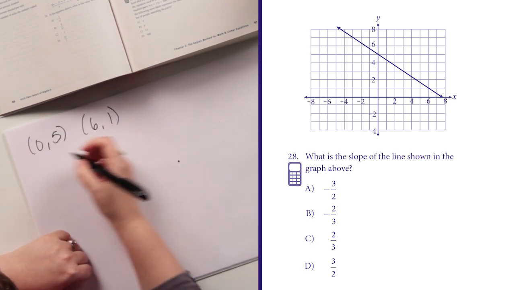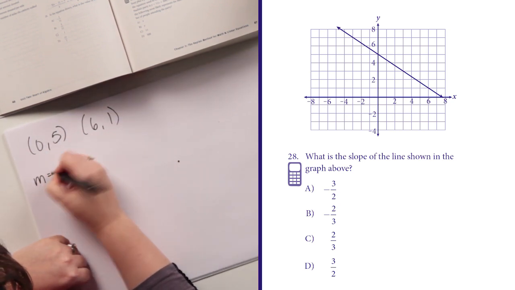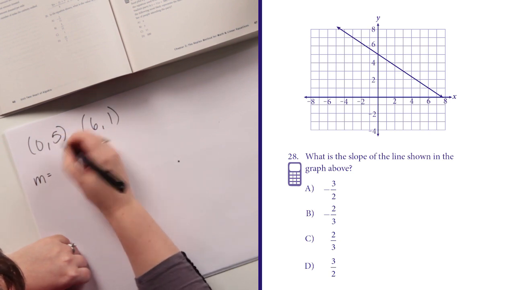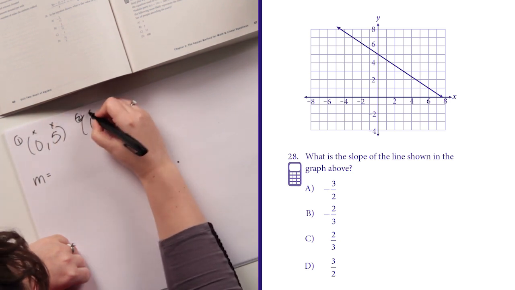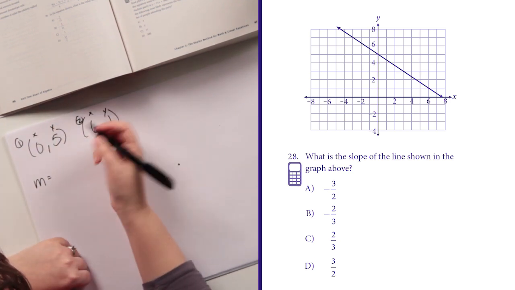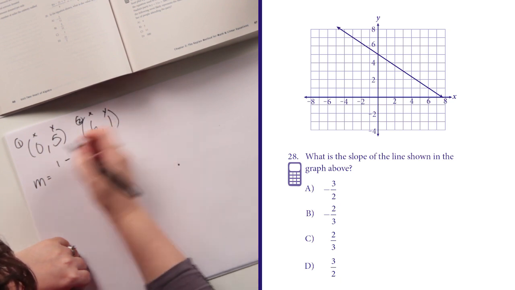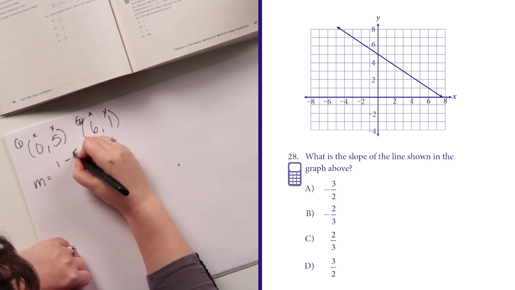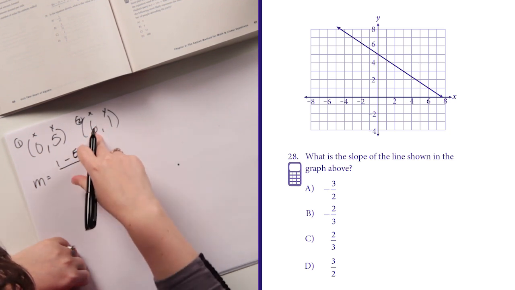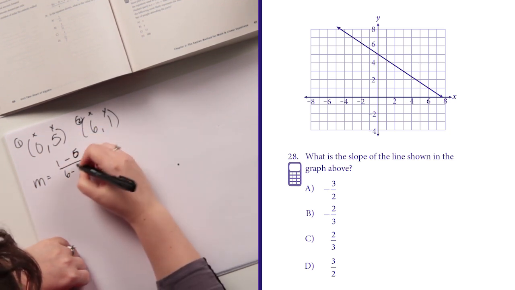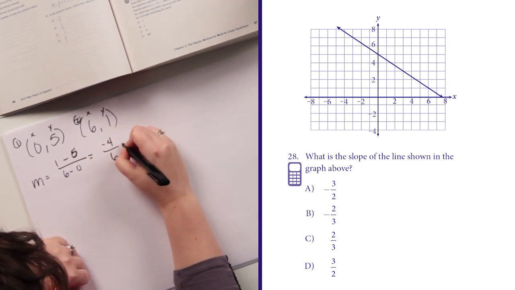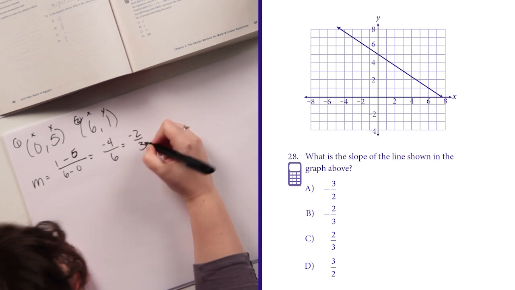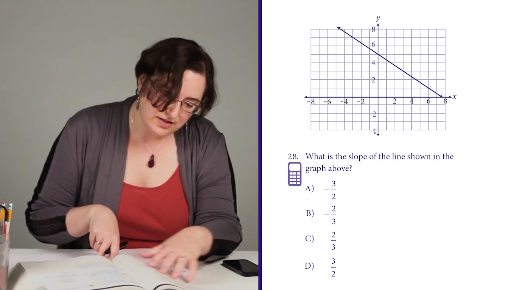And slope. So m equals y2, so this is x1, y1, x2, y2, and y2, which is 1, minus y1, which is 5, and then x2 minus x1. So that's negative 4 over 6, which I simplify down to negative 2/3, and that is answer choice B. Awesome. All right, one more.